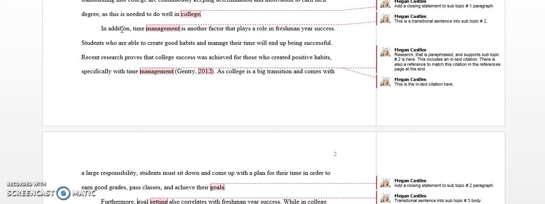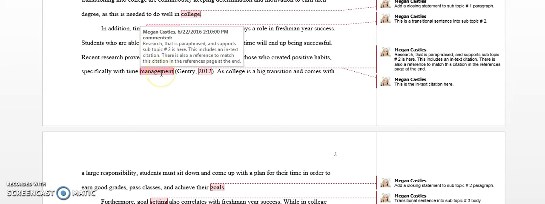Recent research proves that college success was achieved for those who created positive habits, specifically with time management. So here is where I have, again, incorporated research, and I include an in-text citation right here, so that way I can refer back to where I'm obtaining this information from, and I'm also giving credit to the original source. And it specifically aligns with subtopic number 2 to support it.